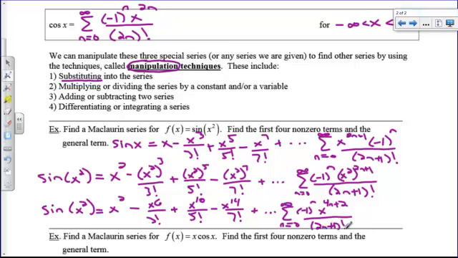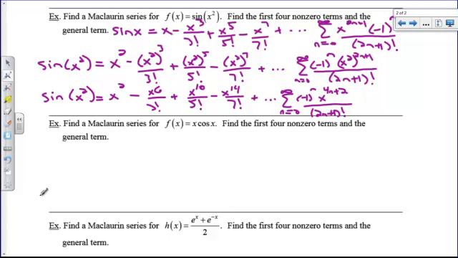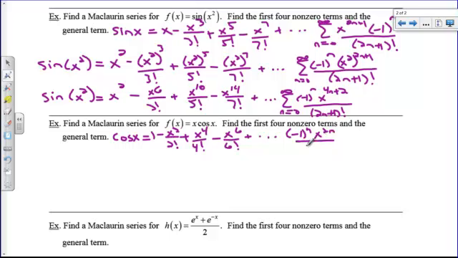So if you memorize the series for sine, you can develop sine of blah by just substituting blah in for x. Now what about if I have a polynomial times cosine x? Well, I know what cosine x is. Cosine x is 1 minus x squared over 2 factorial plus x to the 4th over 4 factorial minus x to the 6th over 6 factorial plus dot dot dot negative 1 to the n x to the 2n over 2n factorial. That's the general term, and it's a general term even without the sigma in front of it.